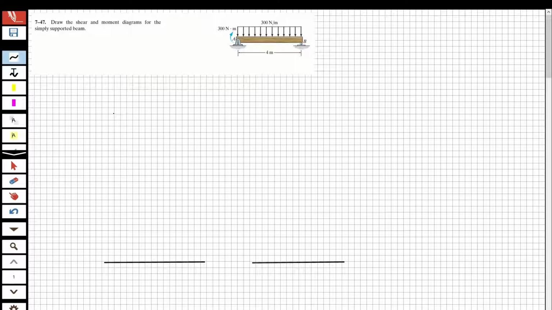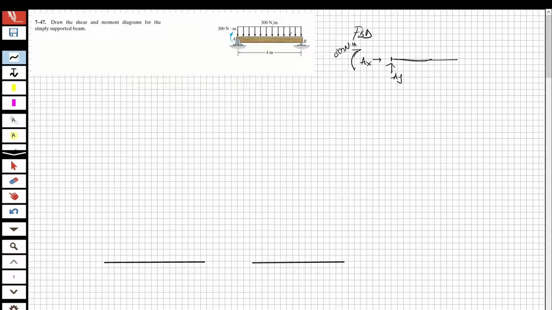Okay, so let's solve the question. First, I'm going to show the free body diagram of this simply supported beam. So for example, this is going to be something like this. I have A here. What is that? It is a pin, so I have an AY and an AX. And also you can see here I have a moment in this direction of 300 Newton meter.